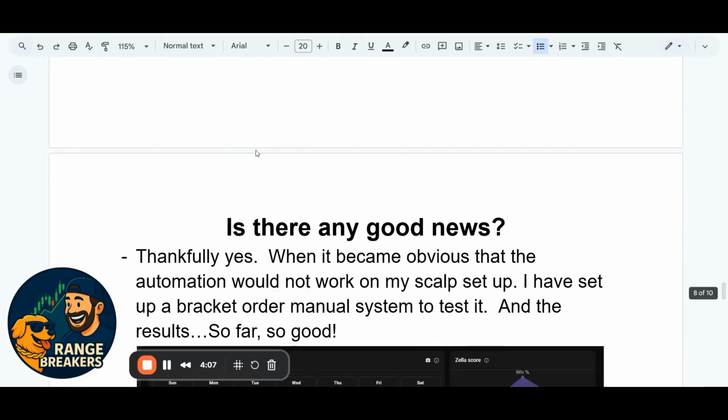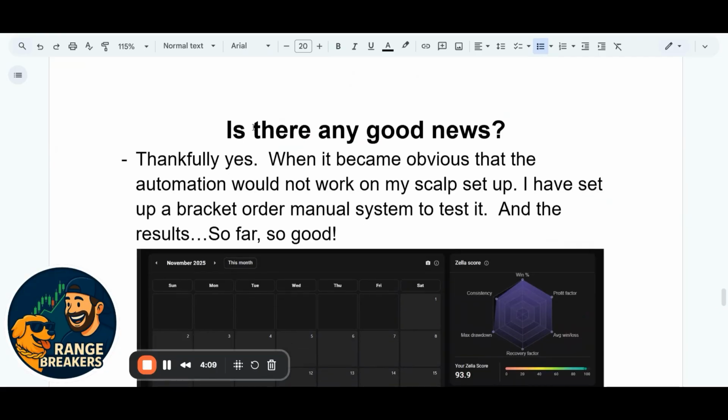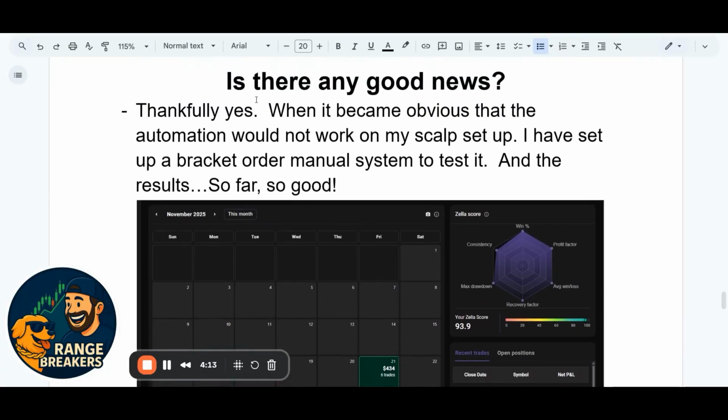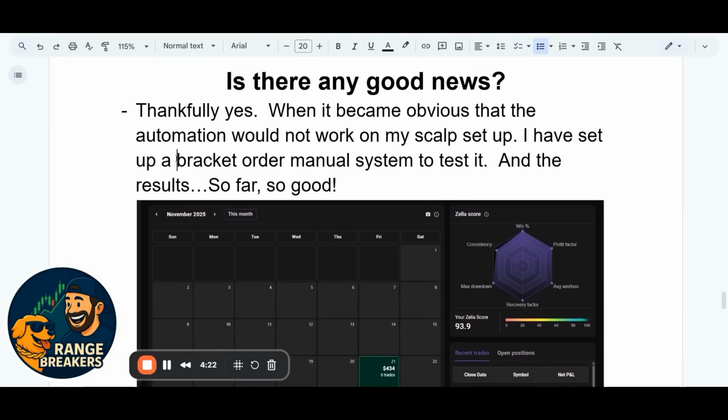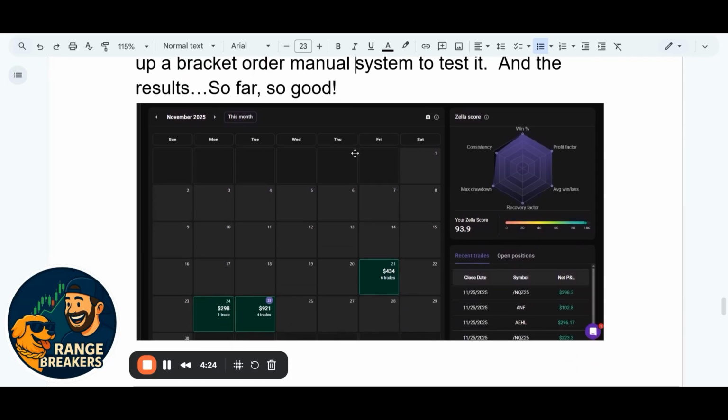So it was a really bad week, but is there any good news? Thankfully, yes. When the automation failed on the scalp setup, it became obvious that I couldn't do that. So I set up a bracket order, which is what I always used to do, and a manual setup, and I started to trade that.